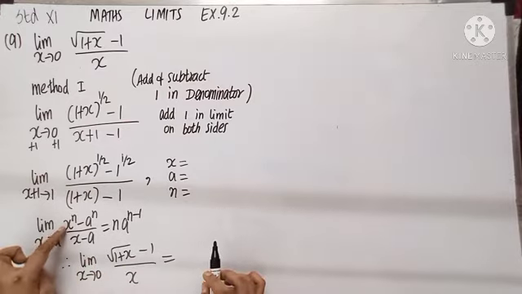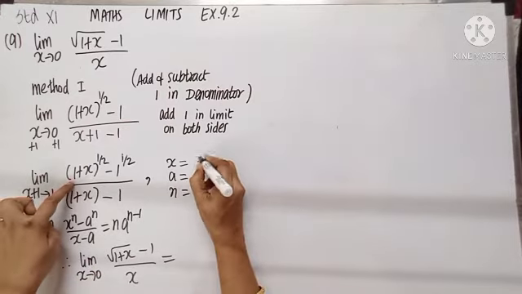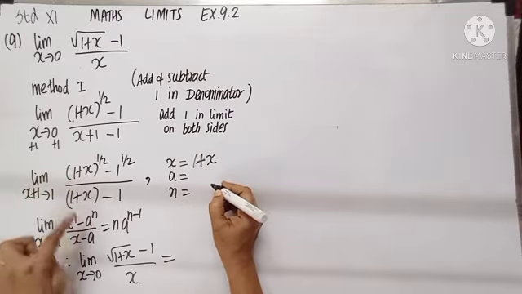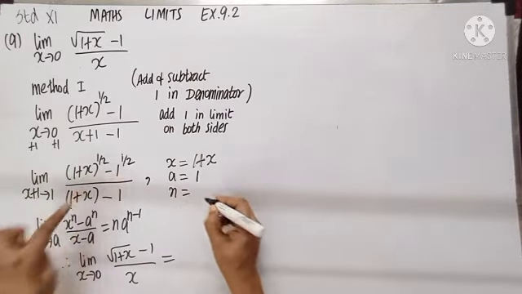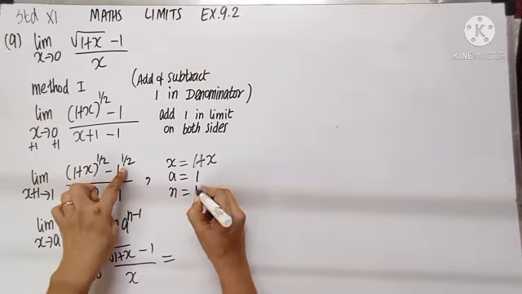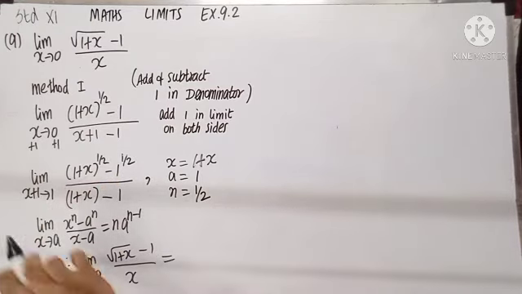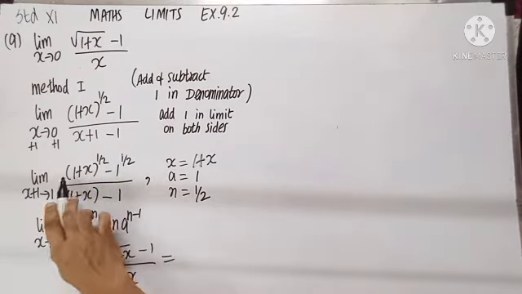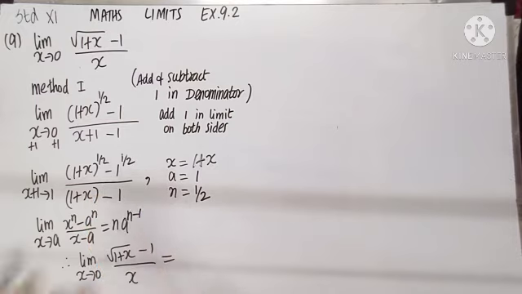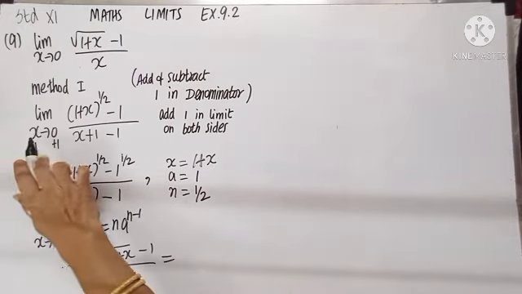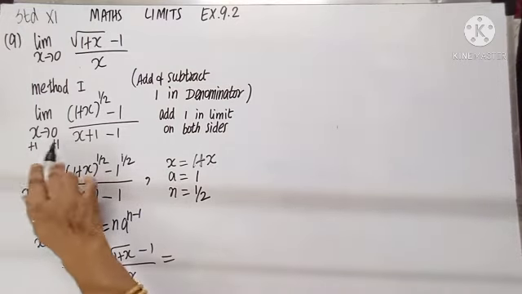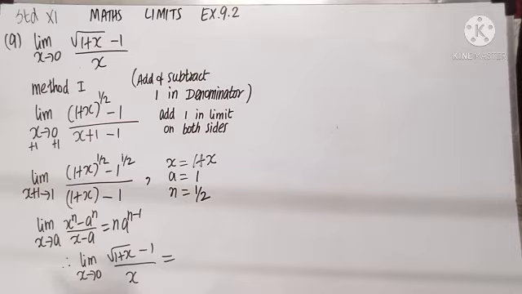In the place of x, I have 1 plus x. In the place of a, we have 1. In the place of n, we have the power, that is 1 by 2. Check whether the limit is correct. We want 1 plus x to tend to 1. It is given x tends to 0. Add 1 on both the sides. So exactly it suits the formula.